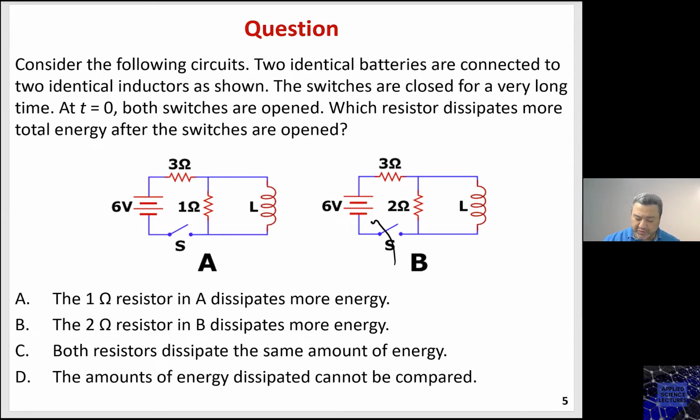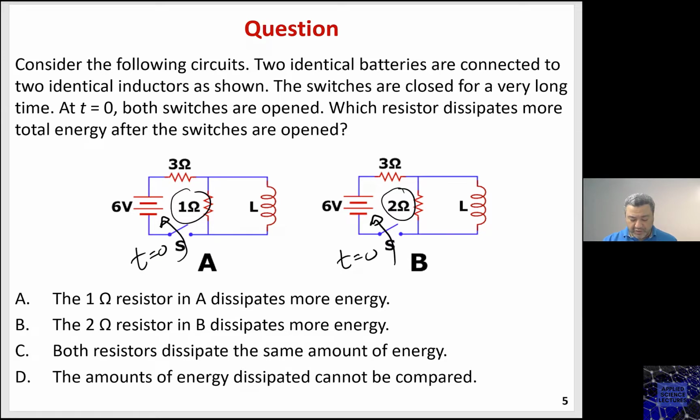So they were closed for a long time, and now at t equals 0, they were open. The only difference here is the resistor here is 2 ohms, and the resistor here is 1 ohm. We need to find out which resistor dissipates more total energy after the switches are opened.